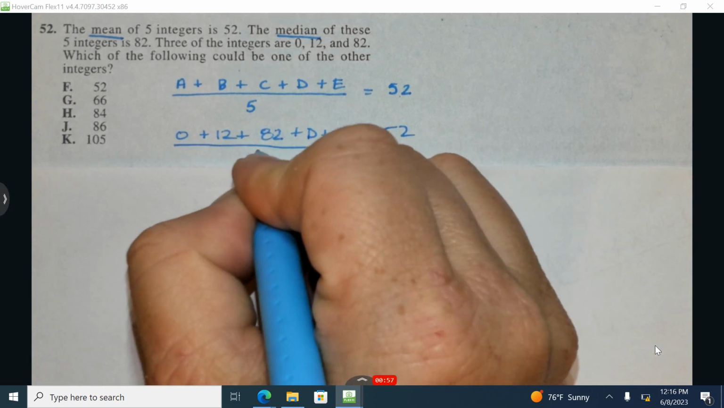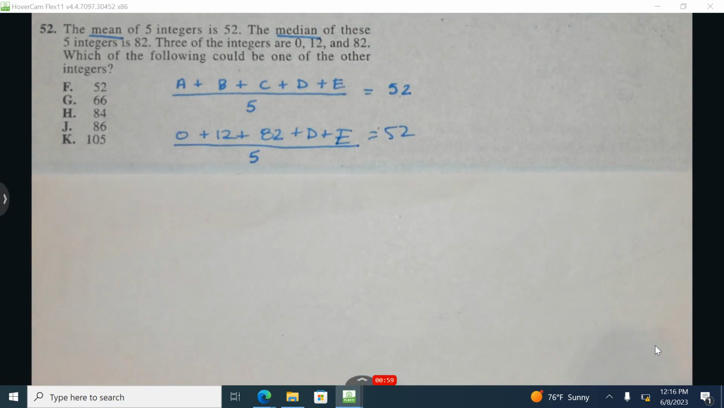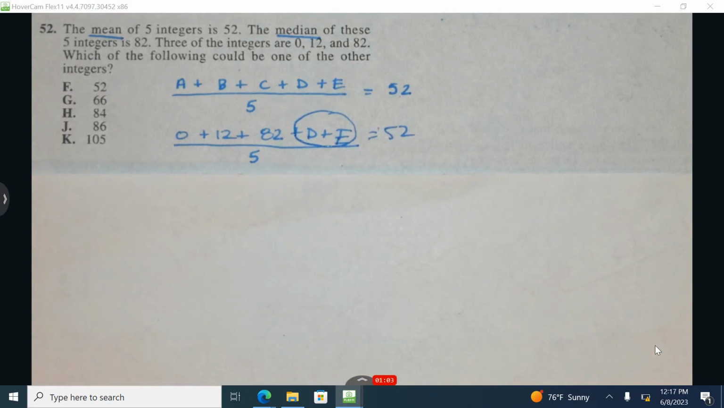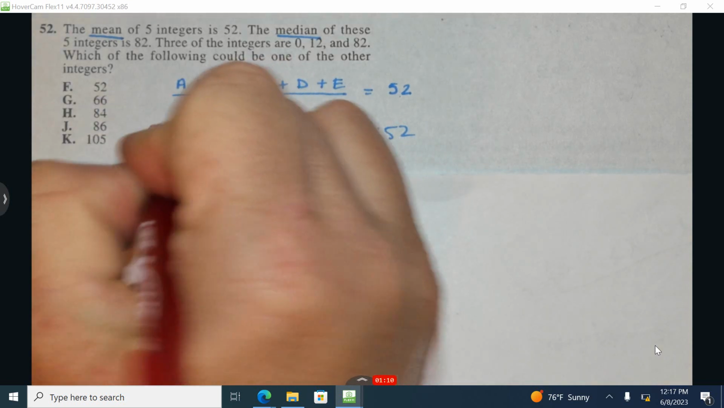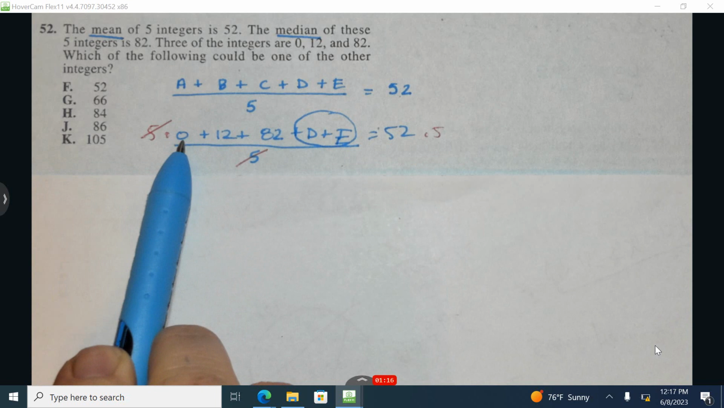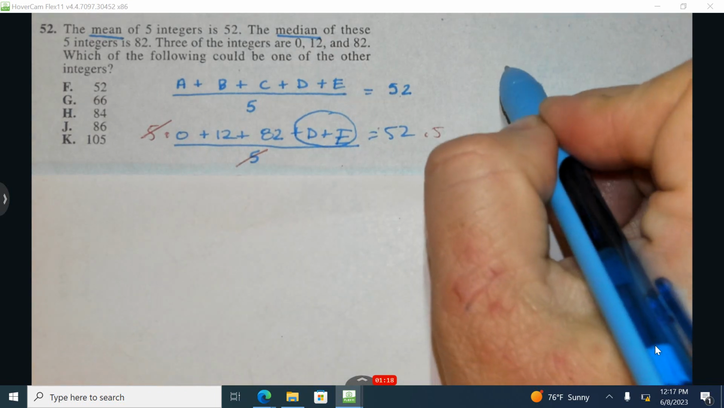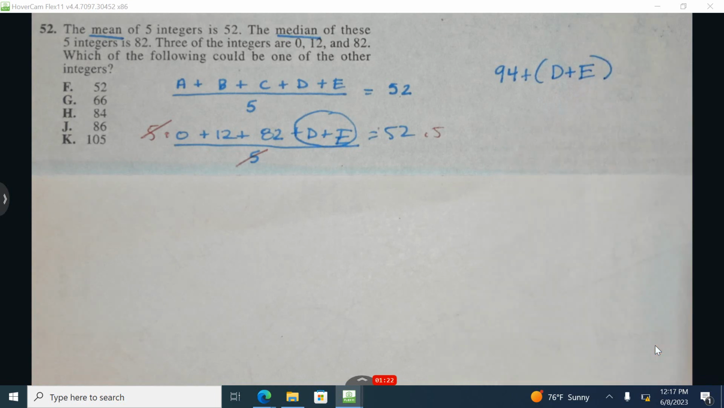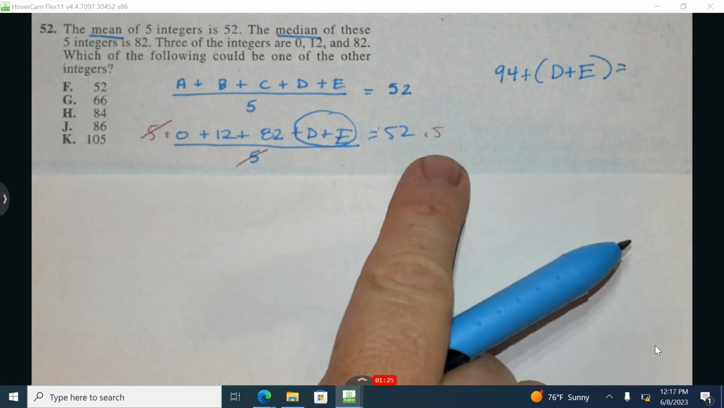I know that I'm given 3 of the 5 numbers and the average is 52. So I want to figure out what D and E are combined. So how do I do that? Well, the first step is I'm going to multiply both sides by 5. Now the 5's on the left-hand side are going to simplify to 1, and I'm going to add up 0 plus 12 plus 82, which is 94. So 94 plus these unknown numbers is equal to 52 times 5.